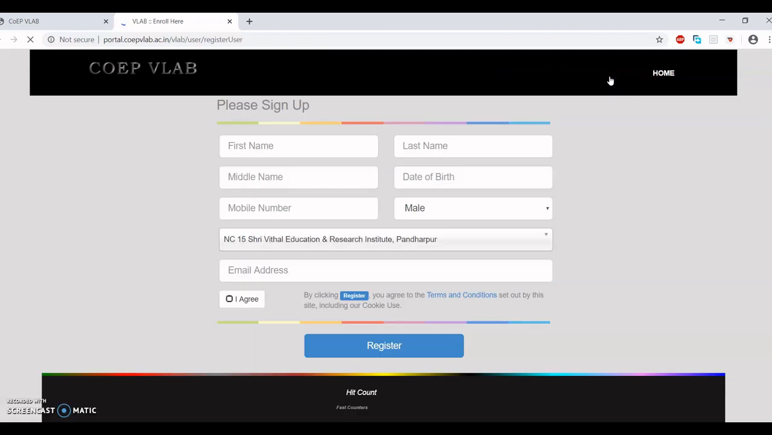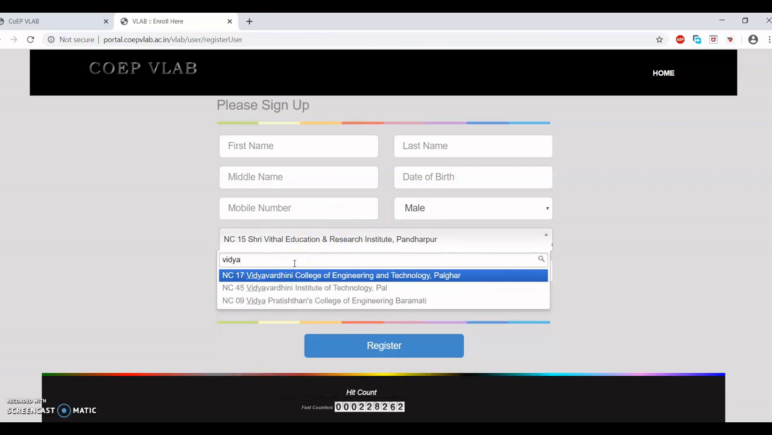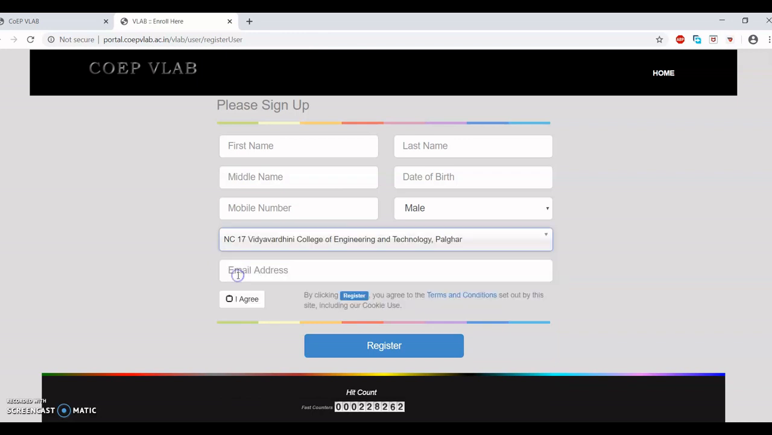So click on register. Now here you will have to fill in your details. All the details you have to fill in here are mandatory: your name, your date of birth, contact number, gender, and here you will have to mention your college details. So you'll have to click on NC17, enter your email address, and then click on agree, and you'll have to register here.